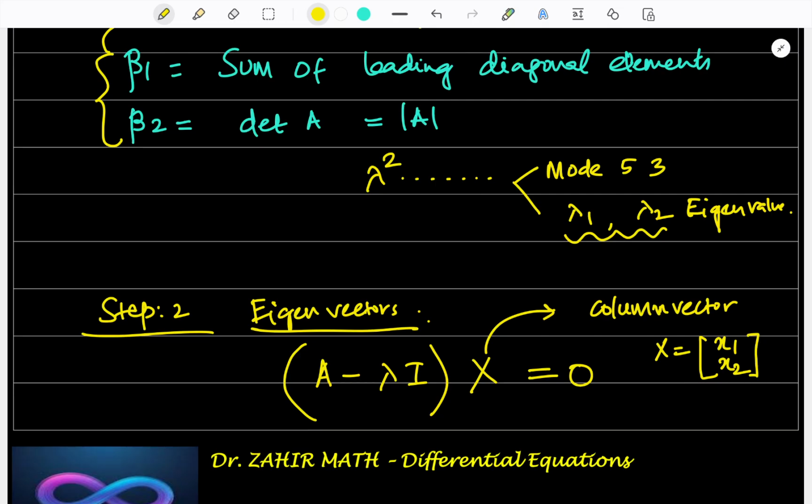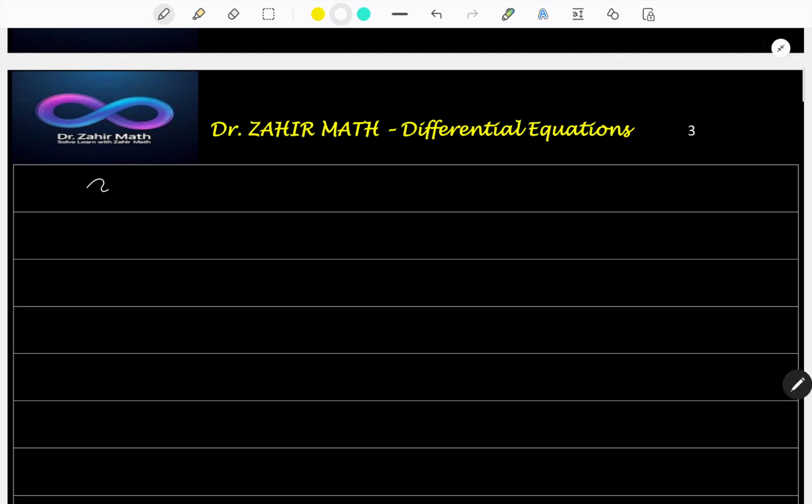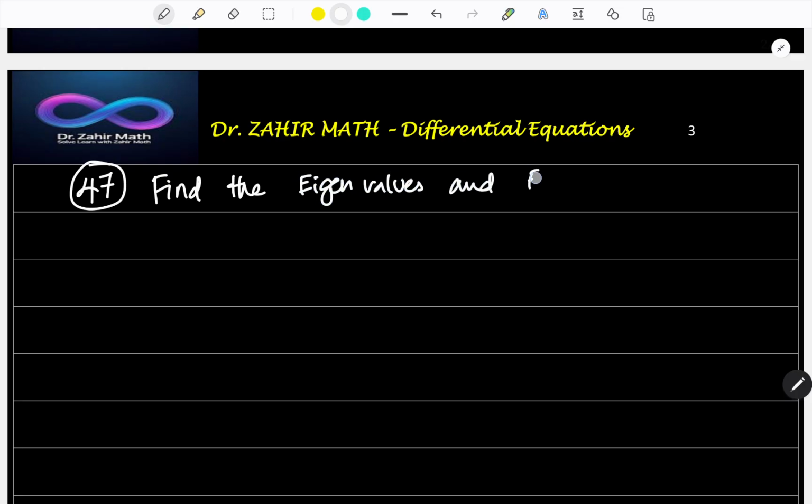Okay, right. So let's go to the first question, which is question number 47. Find the eigenvalues and eigenvectors for a given matrix. A is equal to, it's a 2 by 2 matrix, minus 1, 2, and then minus 7, 8. This is the question. So let's start the solution.